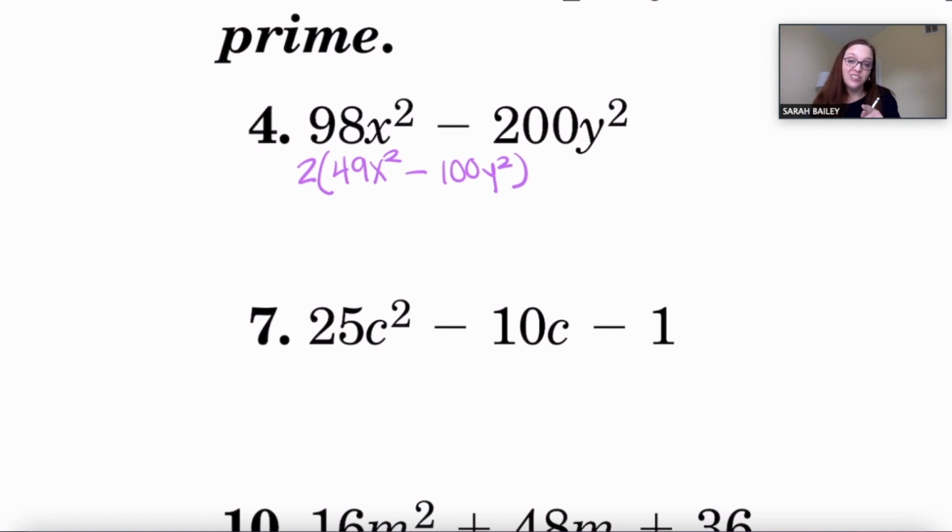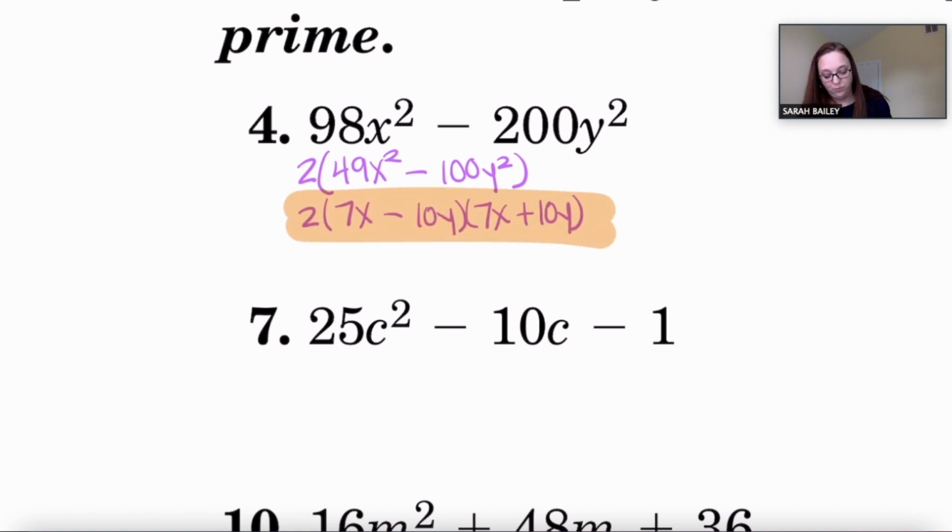All right, this is like the previous lesson, right? This is a difference of squares. So we know that this is going to be 7x minus 10y times 7x plus 10y. We learned that in the previous lesson. And don't forget that too.